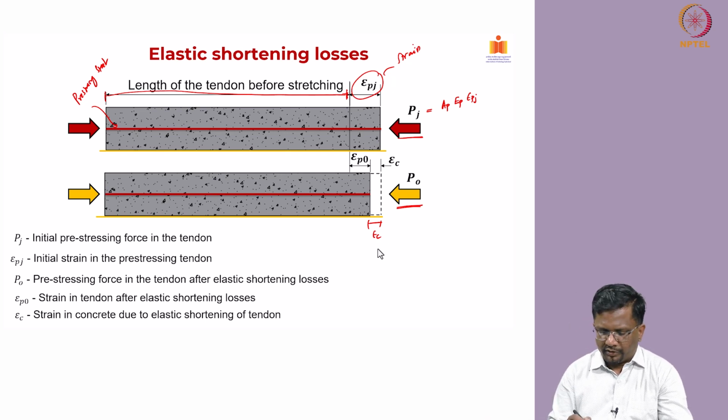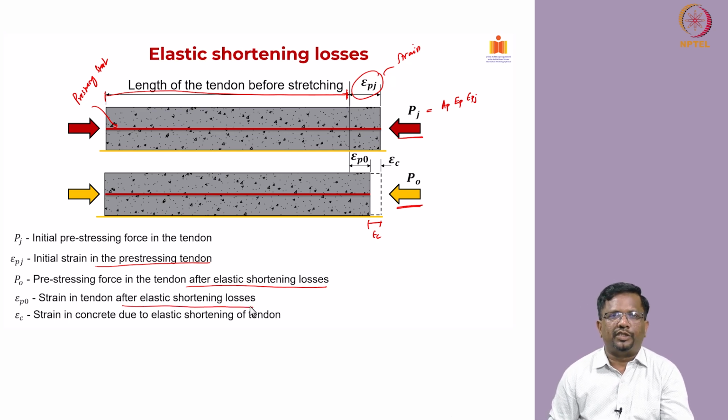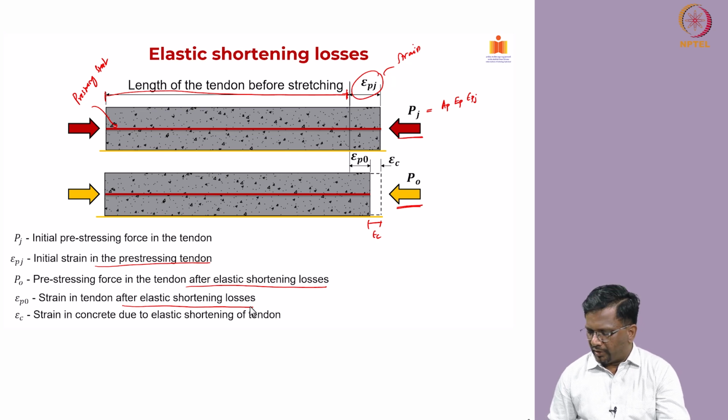Now, these are the notations that we have. P j is the initial prestressing force in the tendon, and epsilon P j is the initial strain in the prestressing tendon, and P naught is the prestressing force in the tendon after elastic shortening losses. So, that is what we are in fact trying to find out, what would be the P naught, and epsilon P naught will be the strain in the tendon after elastic shortening losses, and epsilon c is the strain in the concrete due to elastic shortening of the tendon, right.